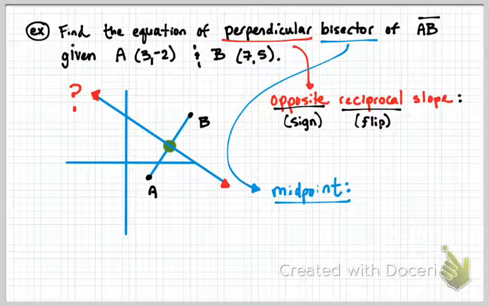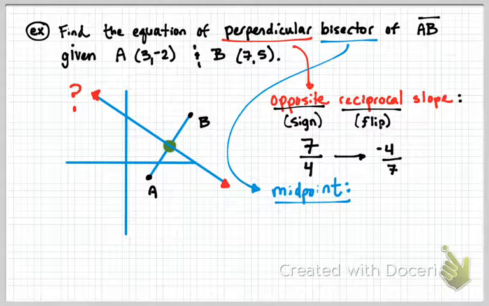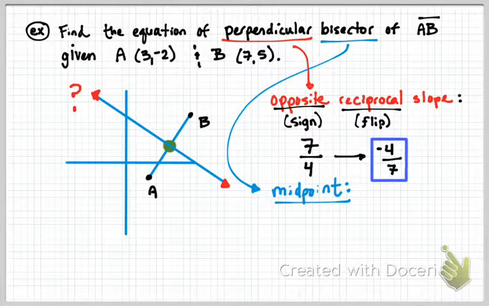What did you come up with? Perfect. 7 over 4. Now this is the slope of AB, which looks about right. Positive slope. Is this the slope of my new perpendicular line? No. So how do I change this to make it perpendicular? Lilybeth? Yeah, you flip it. 4 over 7. And then we add the negative, which does the opposite. There's our slope.